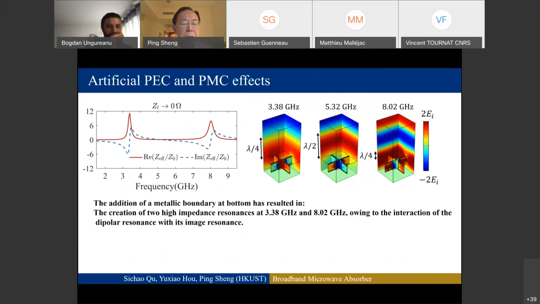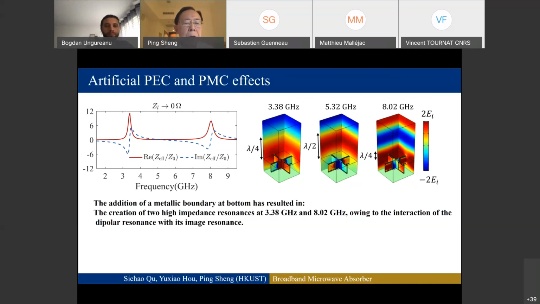What happens is that when we add a metallic boundary at the bottom, it appears to have a creation of two high impedance resonances at 3.38 gigahertz and 8.02 gigahertz. And this is apparently due to the interaction of the electric dipole resonance with its image resonance. And I'm going to show you how in the next viewgraph. Okay, so just accept that for the time being.